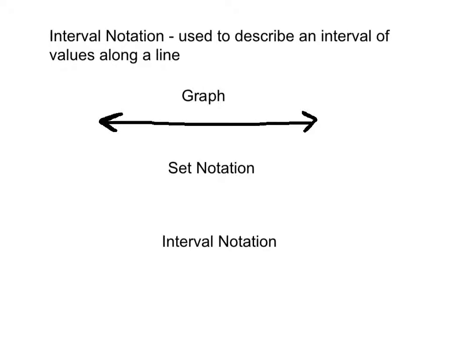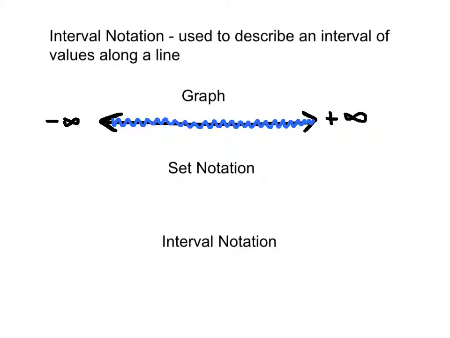This video is going to deal with something called interval notation. Interval notation is used to describe an interval of values along the line. If I'm speaking of every single number on the number line, a graph of that would simply be the number line from negative infinity to positive infinity. And I would go ahead and highlight every single number on that number line. This would represent all of the real numbers that sit on that number line.